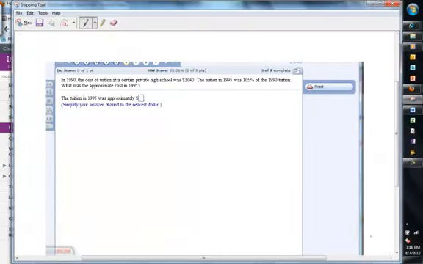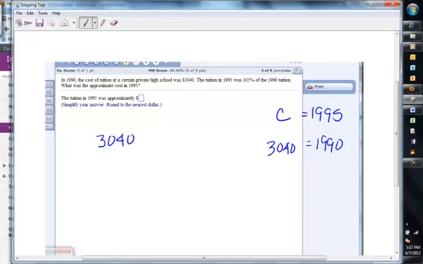In 1990, the cost of tuition at a certain private high school was $3,040. In 1995, it was 105% of the 1990 tuition. What was the approximate cost in 1995? 1995 is going to be C for cost. Okay. We know that in 1990 it was $3,040.